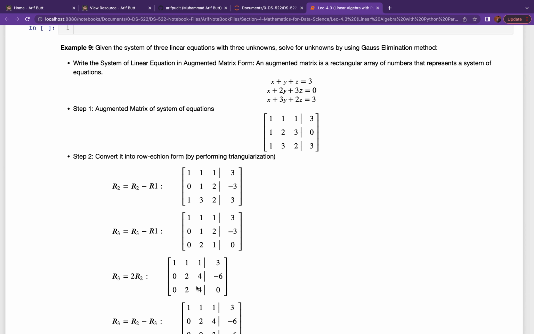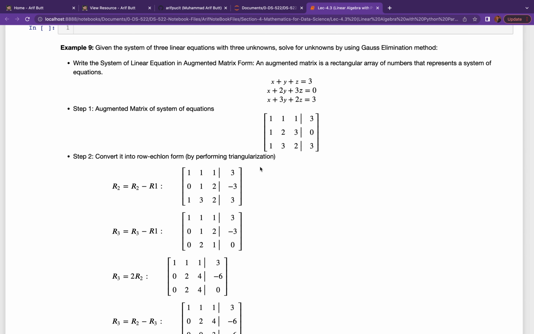Once again, I will have a quick recap, as I assume that you have studied it in your undergrad course. Let's suppose this is the system of linear equations, three linear equations, three unknowns. I have converted it into an augmented matrix. You see, the coefficients are over here, and 3, 0, 3, this is the output over here. Now we need to convert this into row echelon form by performing triangularization.